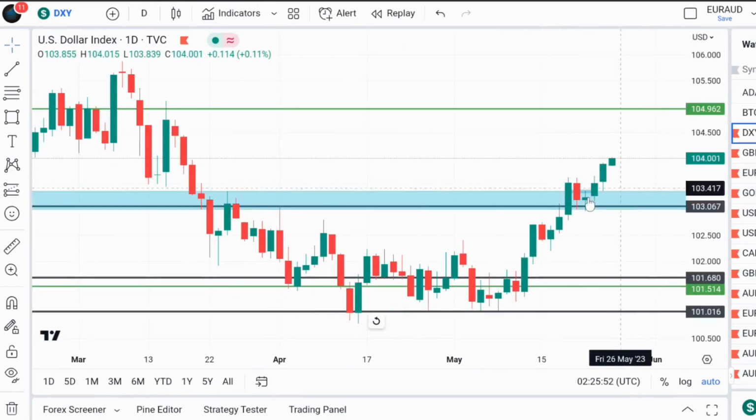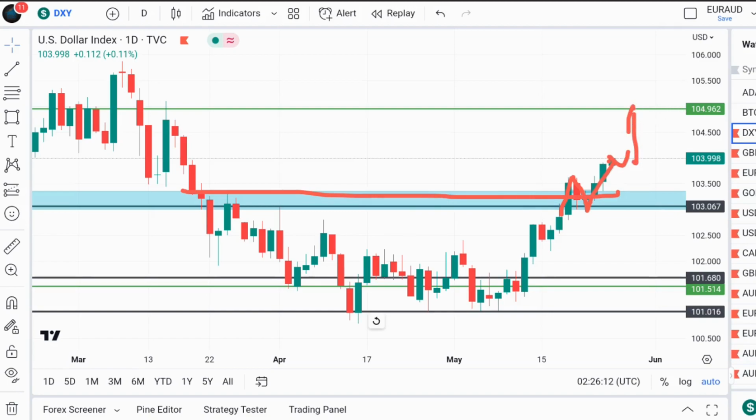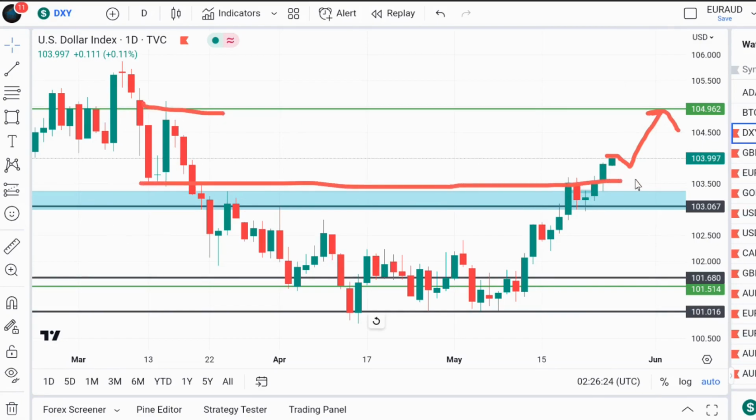You can see that after breaking this level, it retests and then rejects at that level. So after breaking it, we have a retest and then we have a rejection at that level right there. So which means that the next level is 104,962 right there. So we might just see maybe a small retracement and then a move to 104,962. That is the next level I can see right here in the DXY.